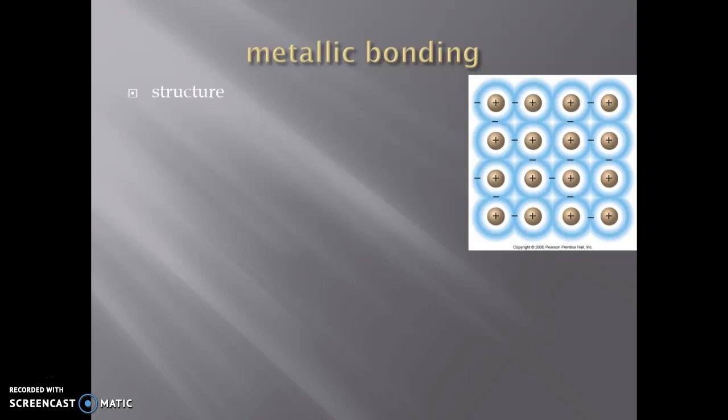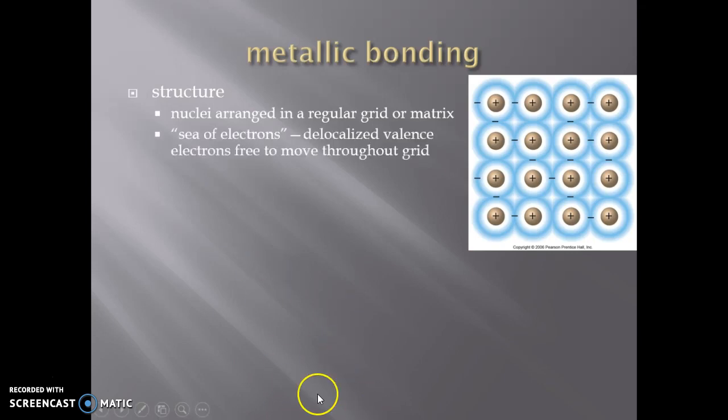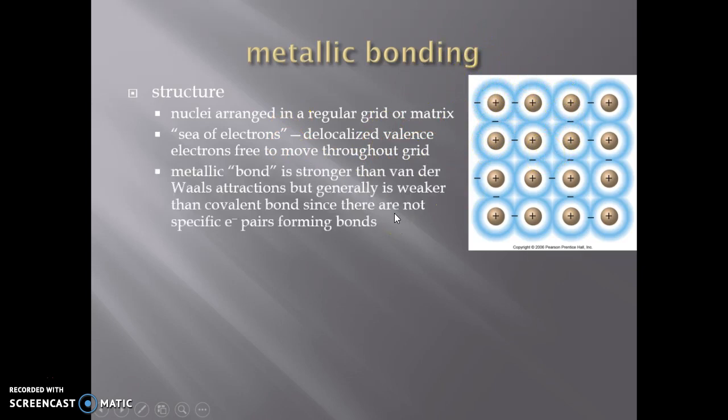If you remember, in a metallic substance, you have a lot of nuclei arranged in a regular grid or a regular matrix. But then you have a sea of delocalized electrons. The valence electrons are free to move throughout that grid. And so these guys are going to flow all around. No electron stays with any one particular atom. They just move constantly.